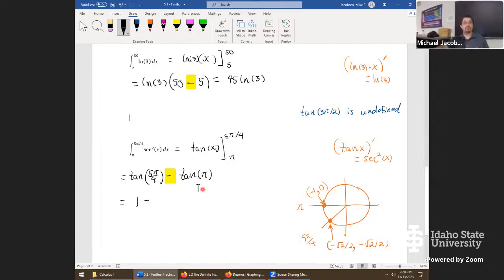Then tangent and pi, any volunteers for this value here? It should be 0, absolutely. It's sine, which is 0 divided by cosine. 0 over -1 is still 0, so it's 1 minus 0. And that means the area under the secant squared curve from pi to 5 pi over 4, if you were curious, is 1. Kind of weird.